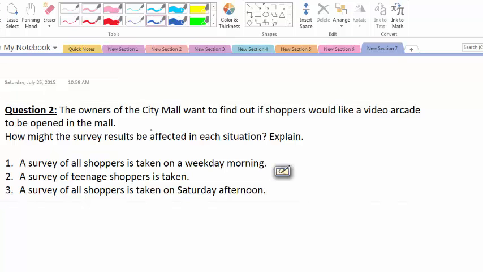Right away, as you are saying, weekday morning. This is a keyword. Why? On a weekday morning, most customers might be retired people or parents with small children. Because if you are young, maybe you are at work. If you are a student, maybe you are at school. So again, most of the customers might be retired people or parents. The sample is not representative of the population.